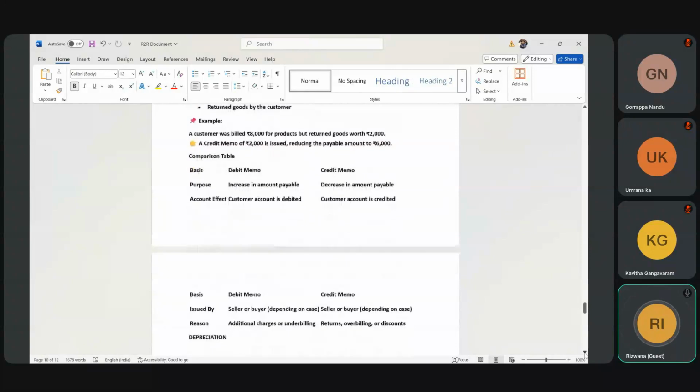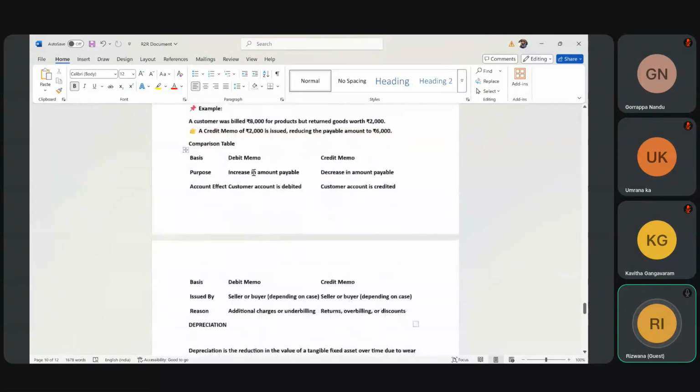In debit memo, there is an increase in the amount payable. In credit memo, what happens? What we are paying is decreasing. But in debit memo, the amount payable is increased. Customer account is debited in a debit memo, but customer account will be credited in a credit memo because he is getting a discount. Here he is getting an interest.